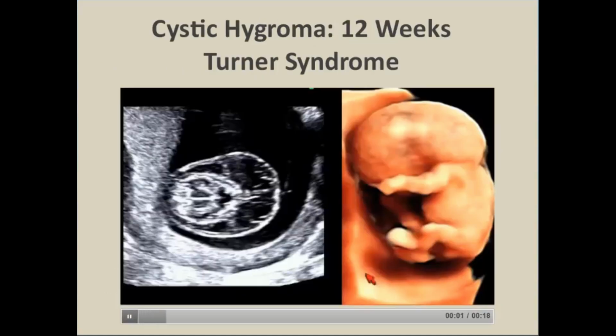Here's an example of a fetus with Turner syndrome seen at 12 weeks gestation. You can see this massive cystic hygroma surrounding the head. It has thickening at the nuchal translucency level as well as septations running through it. This is a 3D just showing the contour of this fetus with this huge cystic hygroma.